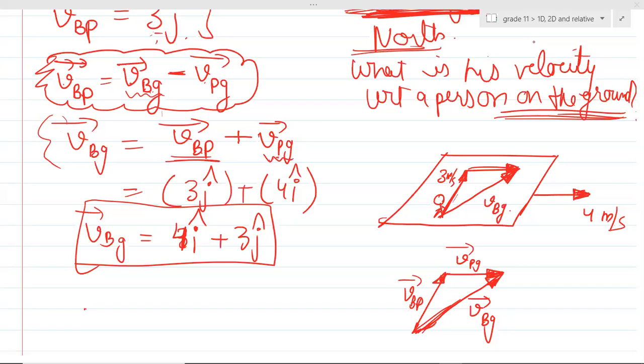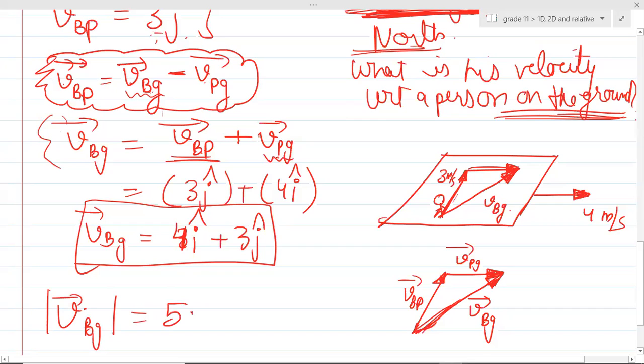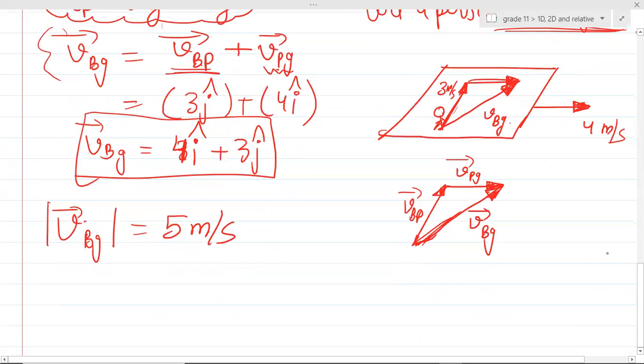So anyways, VBG, is this clear? If someone asks you what is the speed with respect to ground, if a person standing on the ground will observe this guy, then it will be going with a speed of 5 meter per second. Can you say under root of 4 square plus 3 square? Yes or no, guys? So this is how you deal with two-dimensional motion.